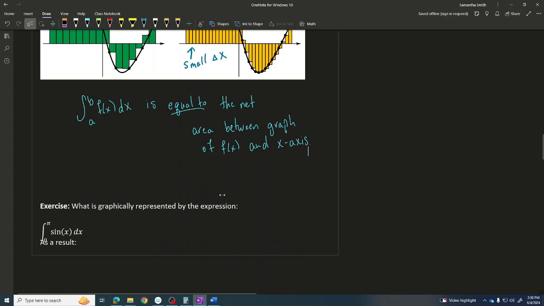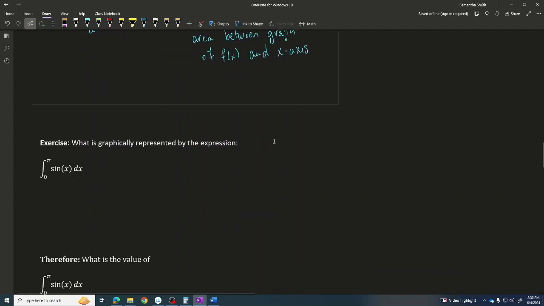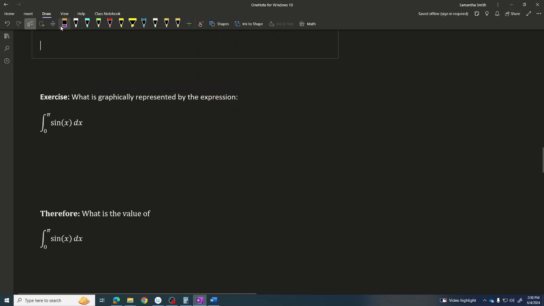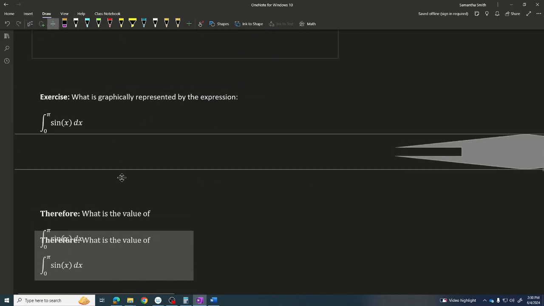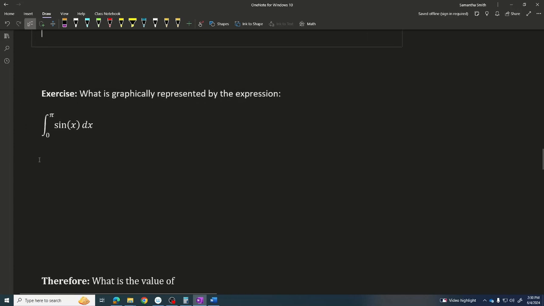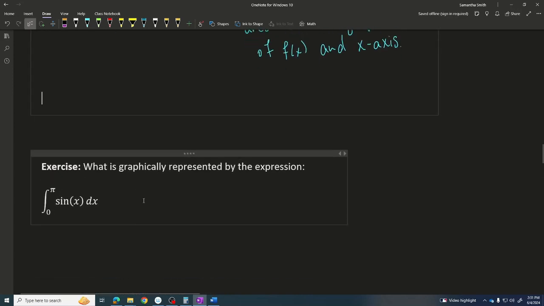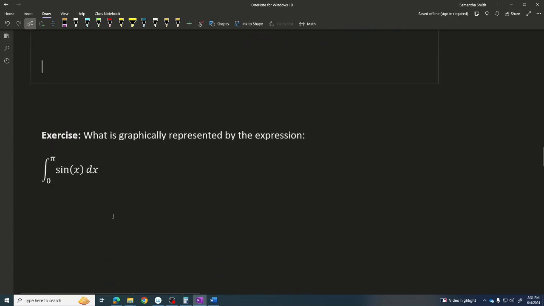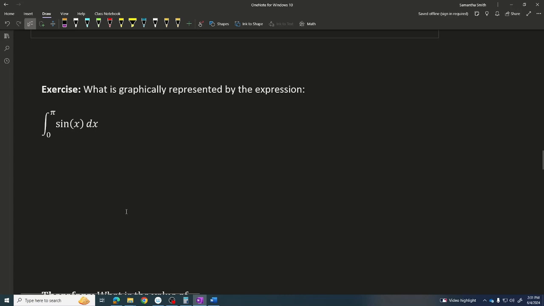Let's explore this idea in the following exercise. We have been given a definite integral, the integral from 0 at the bottom to pi at the top. Our lower limit, in other words, is 0. Our upper limit is pi. And our integrand, the function in the middle, is sine of x. So the question is, graphically speaking, what is represented by this definite integral given symbolically?